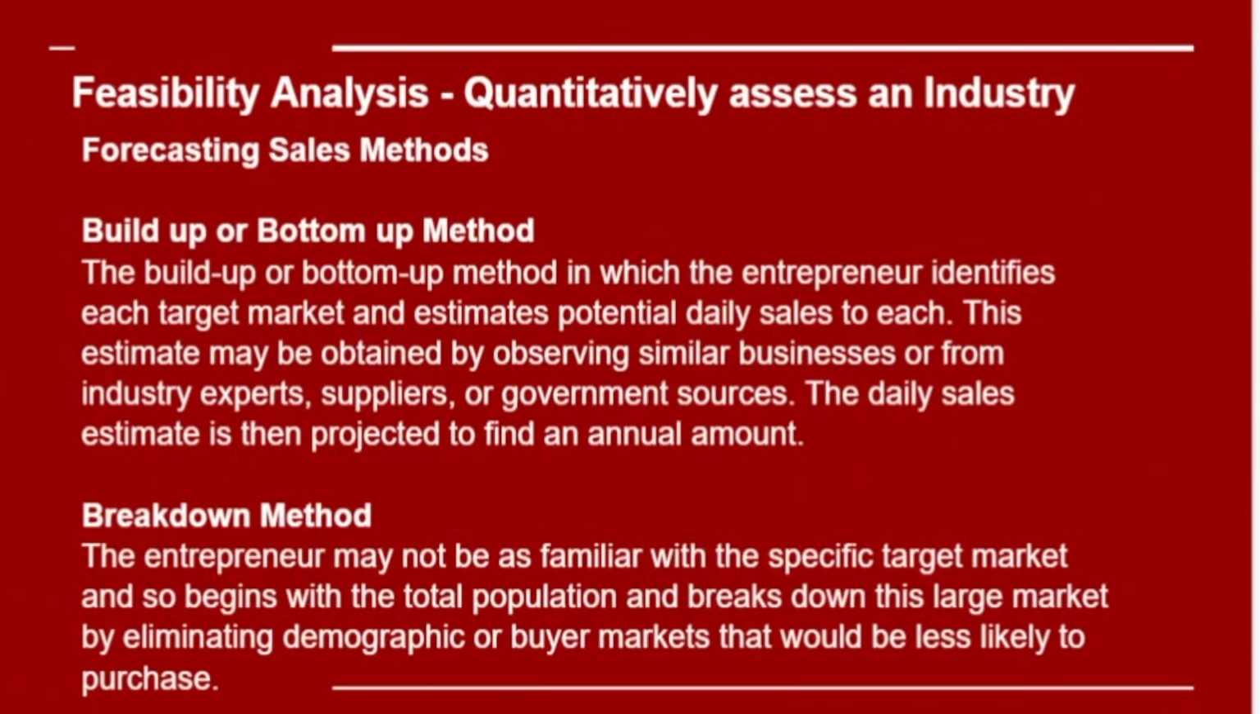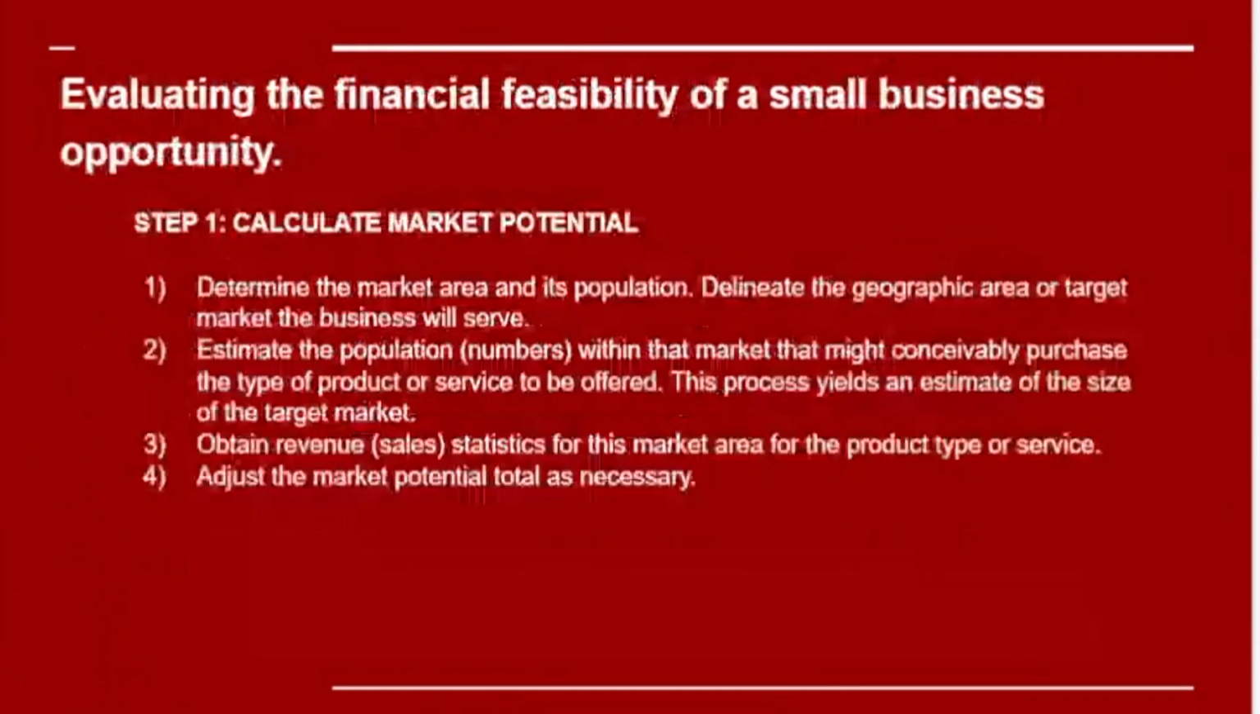So you know generally that you're selling $3,000 a day. How much of it would allocate to you, or how much of it would allocate to each division? So you may not be familiar with the specific target markets. So you begin with a total population and break down the large market by eliminating demographics or buyers that would be less likely to purchase. So you kind of work your way down.